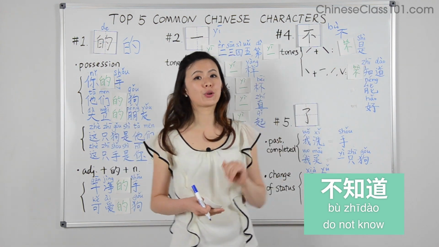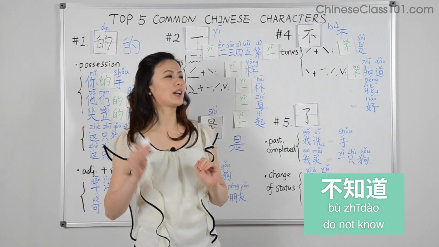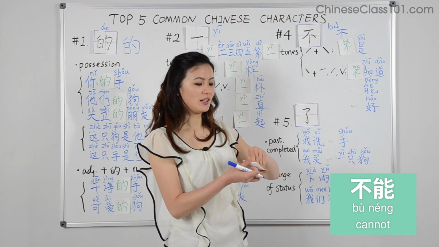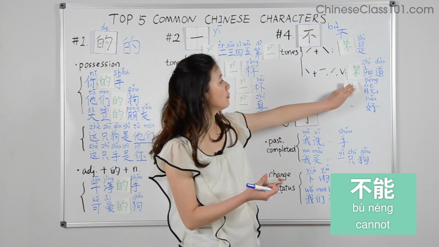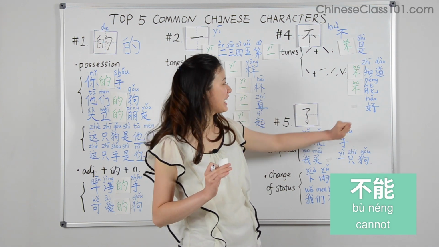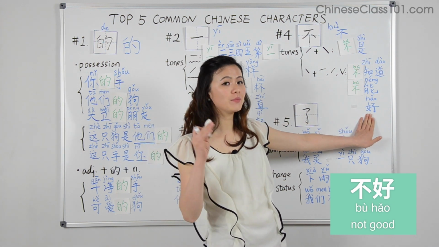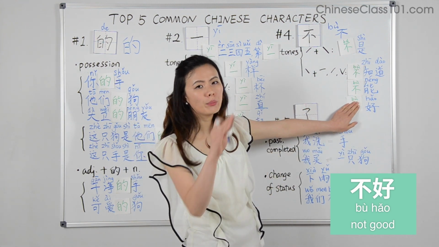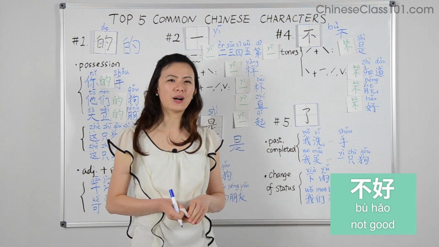知 first tone, 不知道. And 能 is can, second rising tone, 不能 cannot, 不能. And 好 third tone, good, 不好 not good, 不好.